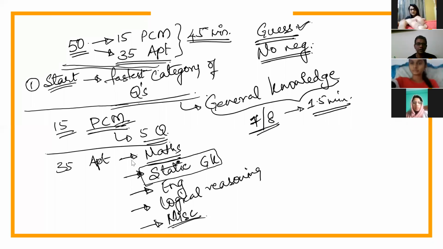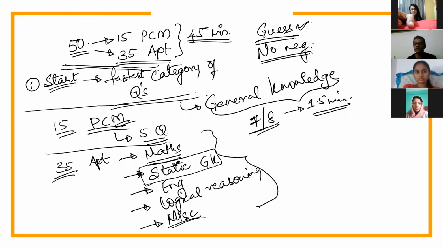So the idea that I'm trying to say is, if I make a quick calculation here, 35 questions broken into 5 categories is how many questions per category? Approximately 7. Right? Now, why did I say it's better to start with the fastest category of questions? Please understand that an MCQ-level test is also a psychometry test. It also tests your psychology and your stress.